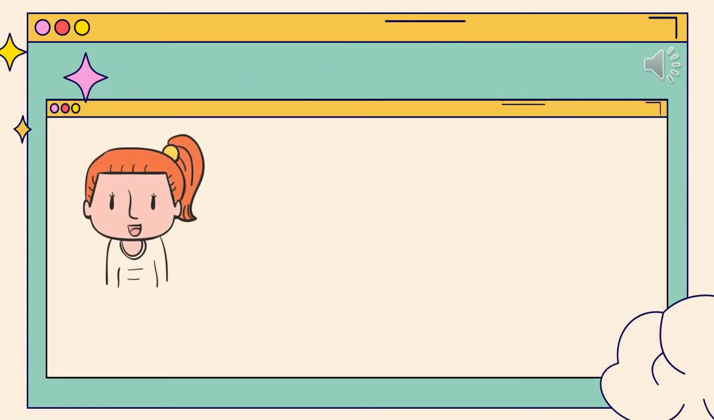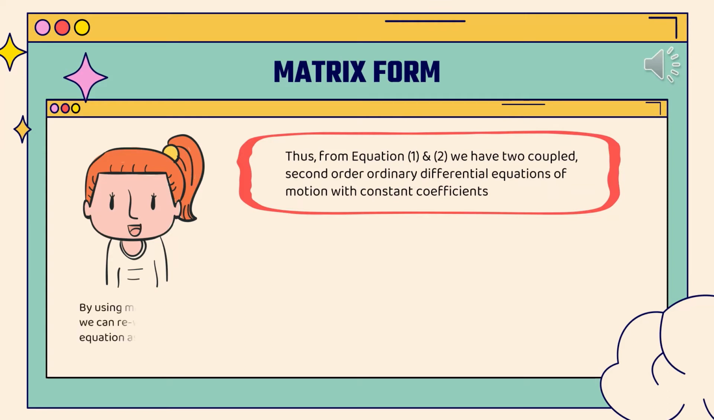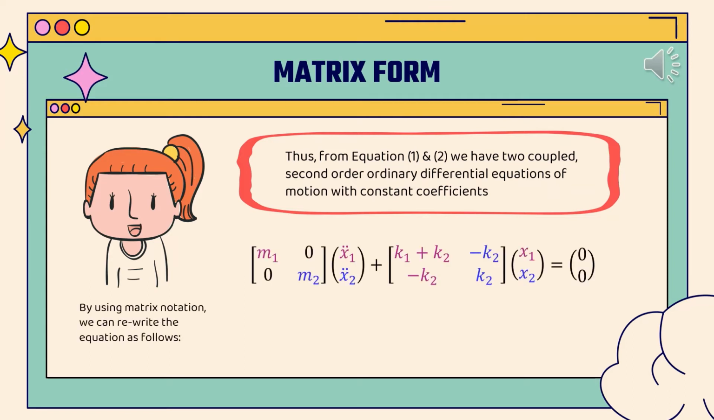Thus, from our equations 1 and 2, we have 2 coupled second-order ODE equations of motion with constant coefficients. Therefore, by using matrix notation, we can rewrite the equations as follows. It can be seen that the matrices M and K are both 2 by 2 matrices and the elements are known: M for mass and K for stiffness.